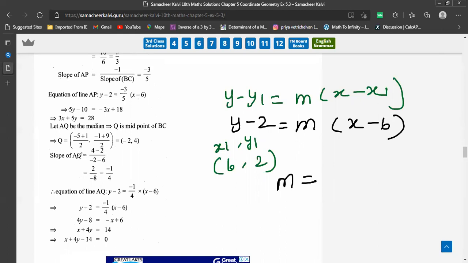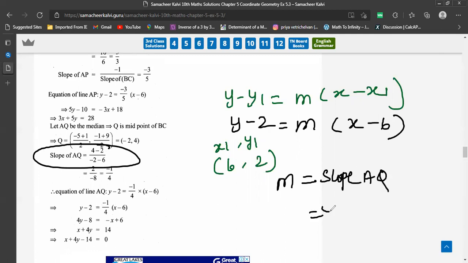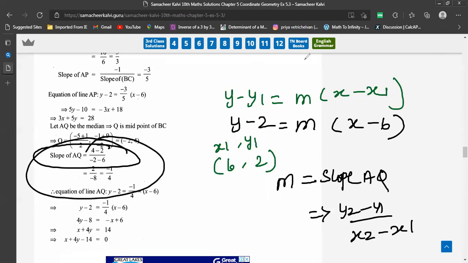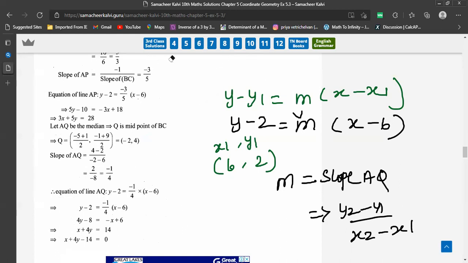the slope. Yeah. So you can easily find the slope of AQ by directly substituting these 2 points, y2 minus y1 upon x2 minus x1 formula. By using this formula, you would be able to find the value of the slope of AQ. So after finding the slope of AQ, you just substitute the slope of AQ on the m. Can you follow, Manasi? Yeah. It's negative 1 upon 4, so just substitute that over here. That's it. If you simplify this, you will get the equation of an altitude.